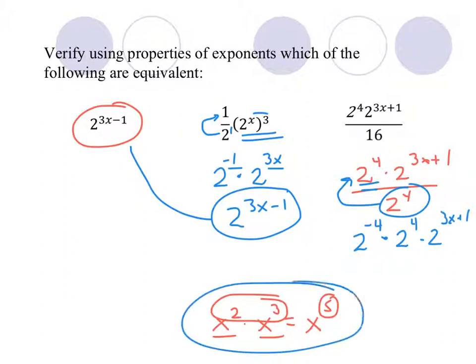And just like I did here, keeping my like bases, I can add my exponents together, negative 4 plus 4 plus 3x plus 1. And those two are going to sum to 0, and I get 2 to the 3x plus 1 instead of minus 1. So definitely not equal. Similar, but not equal to each other.